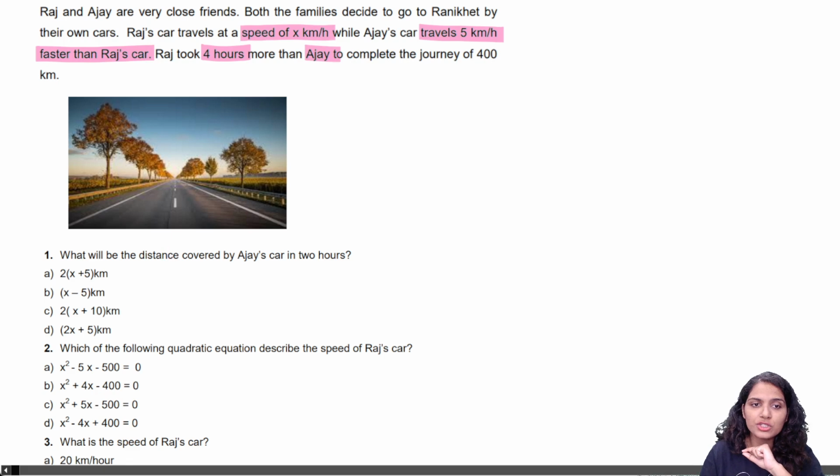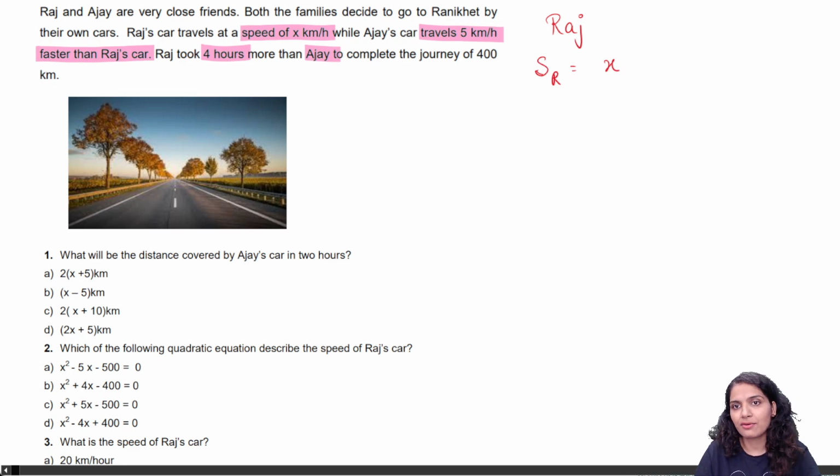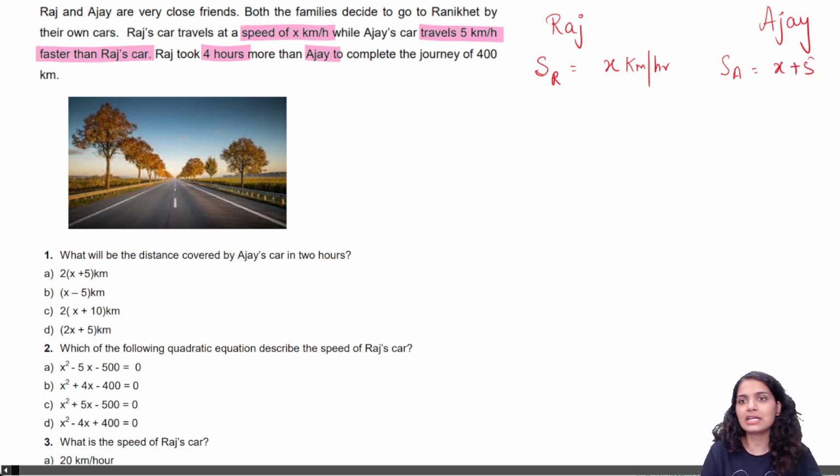So let's not go to the first question directly, let's try to write everything that is provided. Okay, so first, whatever is provided about Raj, I'm gonna write that. So the speed for Raj is provided, so I'm gonna write it as SR, which is X kilometers per hour, right? And the speed for Ajay is provided. Let me see if it is coming in the frame or not. Yeah, it is coming in the frame. So speed for Ajay is, let's say, SA, and which has to be more by 5 because it is given, like more than X by 5. So it is X plus 5. Correct? X plus 5 kilometers per hour.